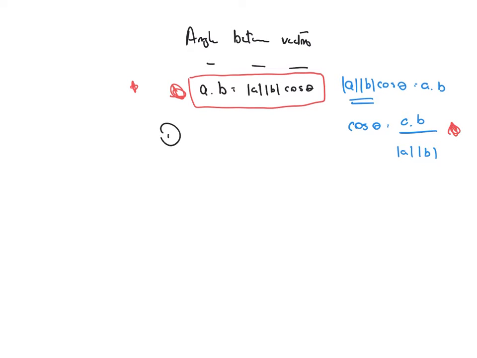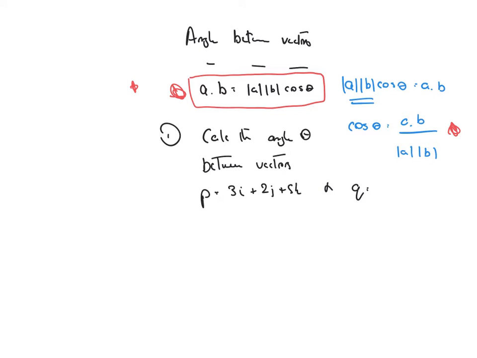Okay, let's try an example. Example 1 is we're going to calculate the angle theta between vectors P, which is equal to 3i plus 2j plus 5k, and Q, which is equal to 4i plus j plus 3k.